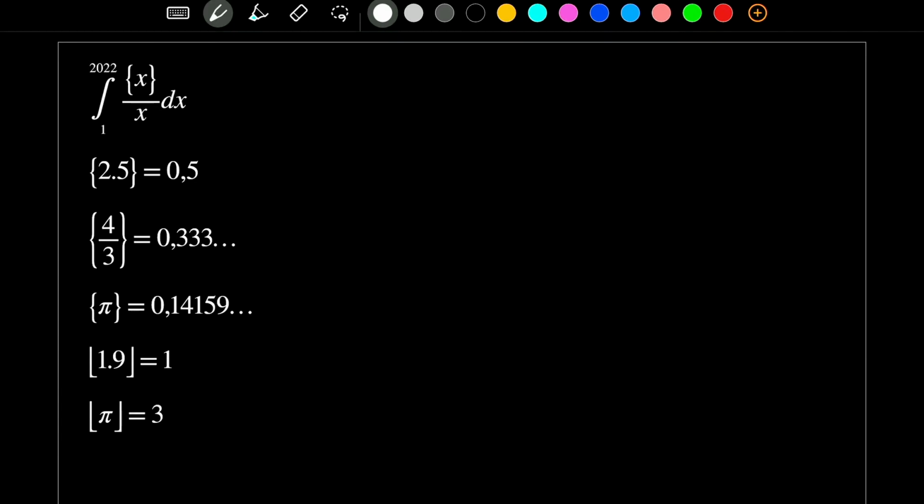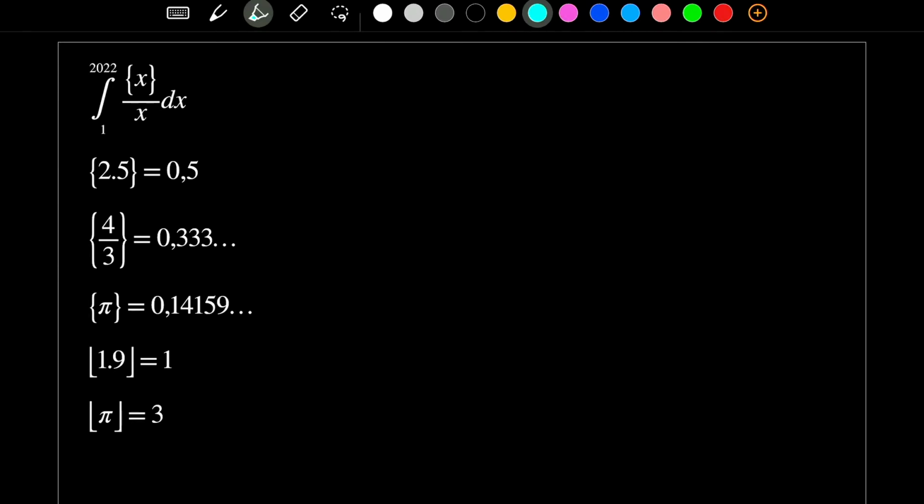Hello, today we're going to do an unusual integral from the 2022 MIT Integration Bee. It's quite unusual because of this fractional part function, which basically only keeps the fractional part of a number. So in this case, 2.5 would just be 0.5, and we ignore the integer part of this number, and so on and so forth. For 4 over 3, that just gives us 0.333 or 1 over 3. Pi would give us only the decimal digits of pi.